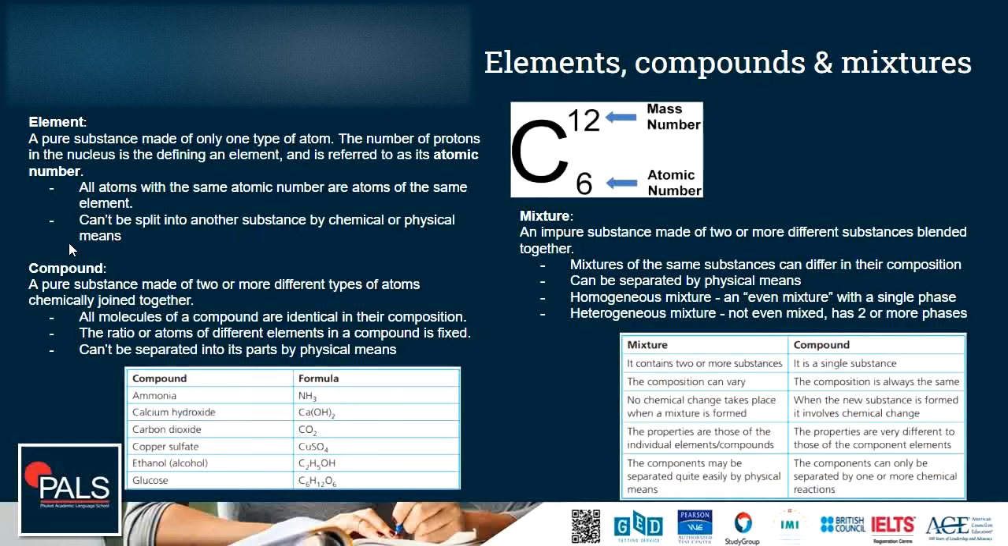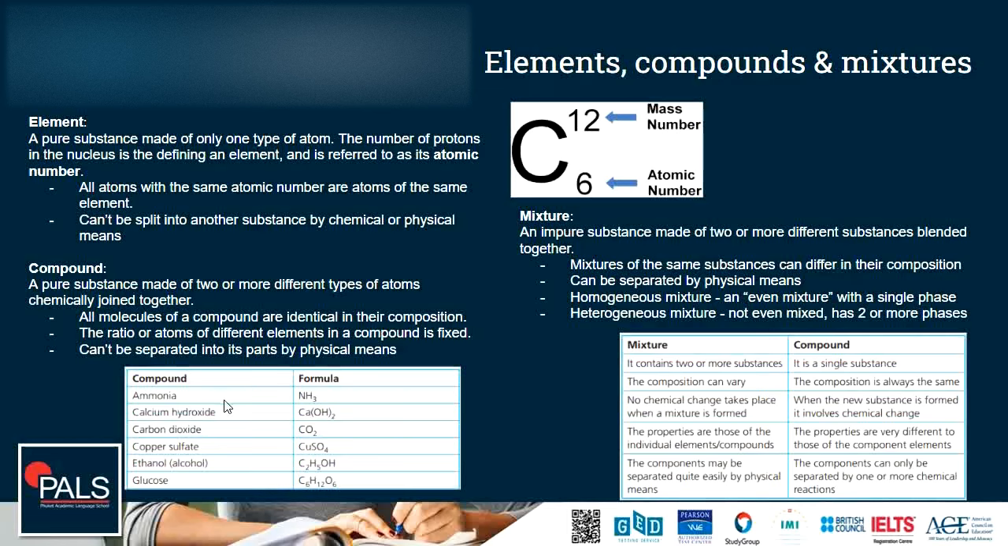A compound is a pure substance as well, but this time it is made up of 2 or more different types of atoms, or 2 or more different elements chemically joined together in specific ratios. All molecules of a compound are identical in their composition. The ratio of atoms of different elements in a compound is fixed, and it can't be separated into its parts or elements with physical methods like filtration or distillation. We cannot separate a compound.